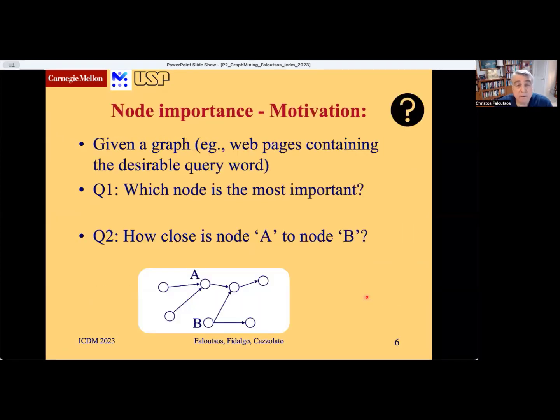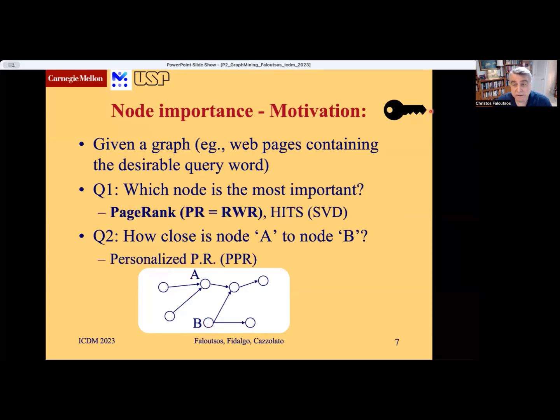So the problem we want to solve for this portion of the talk is node importance. We're given a graph like the one at the bottom, a directed graph, for example, web pages pointing to each other. We want to figure out two questions. The first question is which node is most important. The second question is how close is node A to node B.